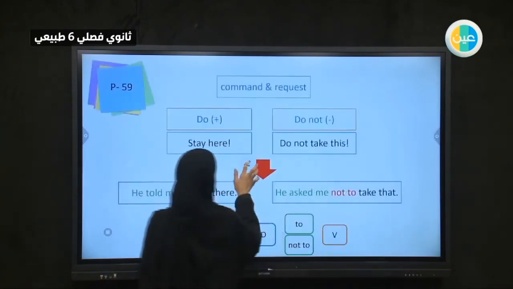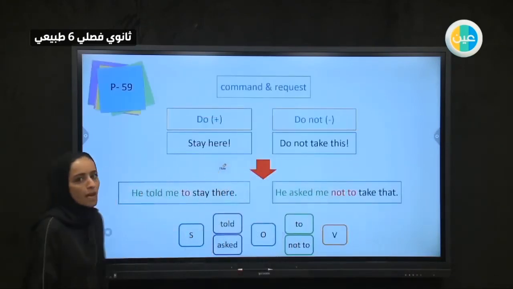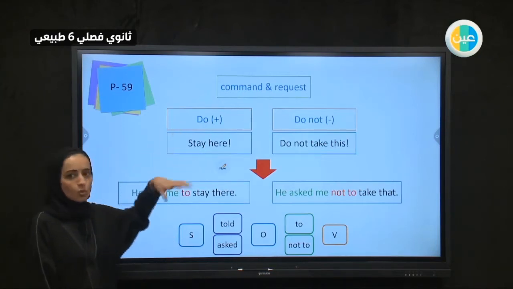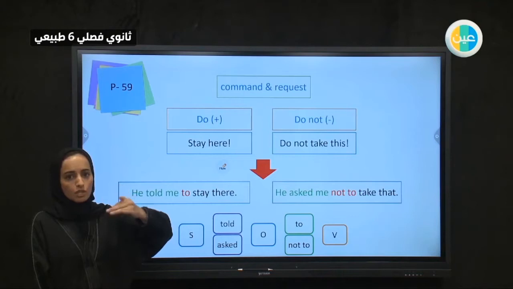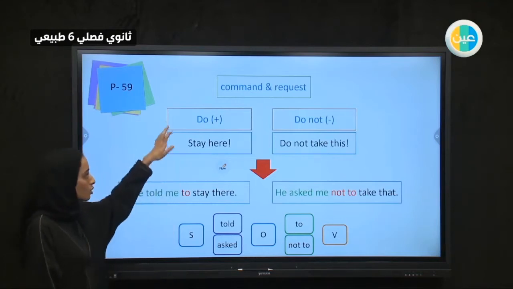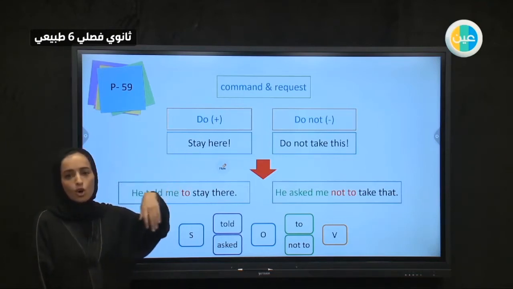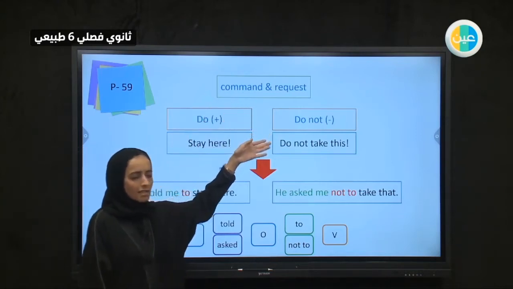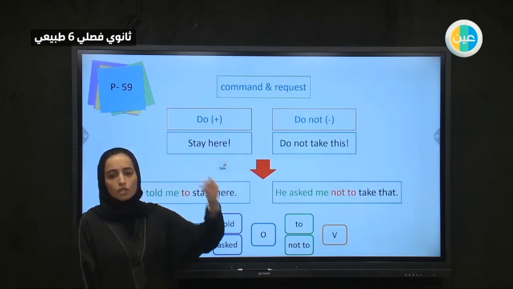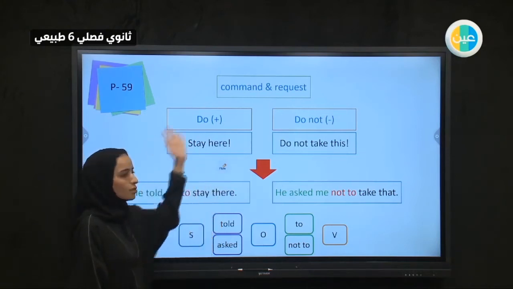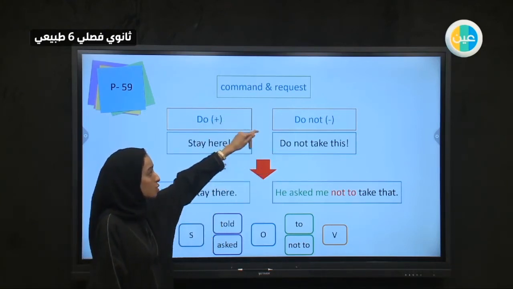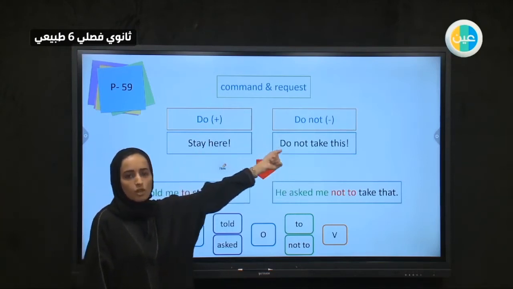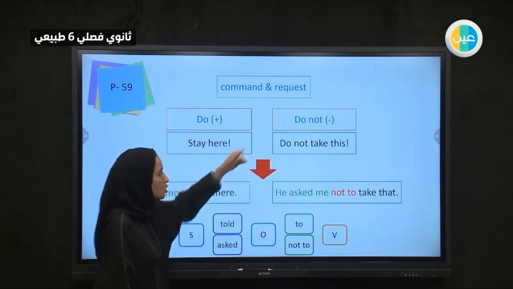Let's continue here. We'll continue with commands and requests. With commands and requests, they are of two kinds, whether do or do not do that. So do, just like stay here or work hard. Or we would say it is a negative instruction, do not go out. We have stay home, do not go out. Do not take this. So do, and we have also don't. Do and don't.